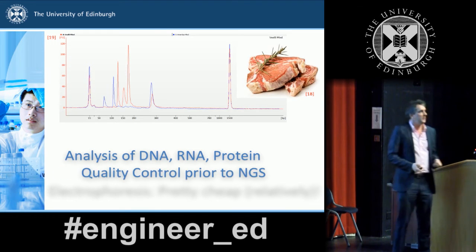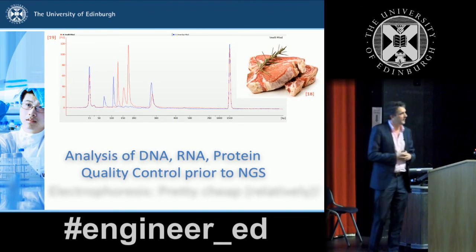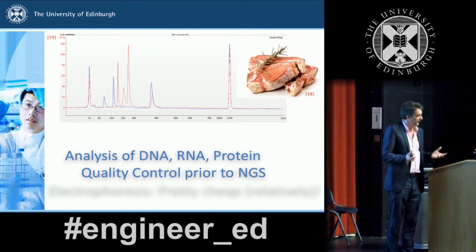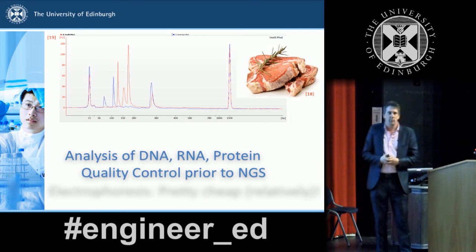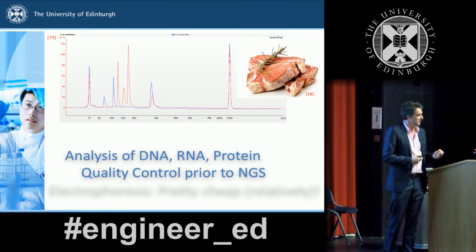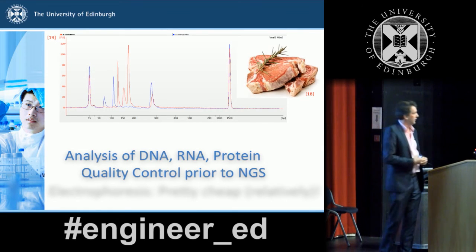Now, it can also be used as quality control for next generation sequencing. So I said that next generation sequencing costs in the tens of thousands of dollars by the time you take into account the net cost. But before you hit that button to do the next generation sequencing, you have to be sure that your sample is not corrupted in some way. Because if you press the button, that's $20,000 down the drain.